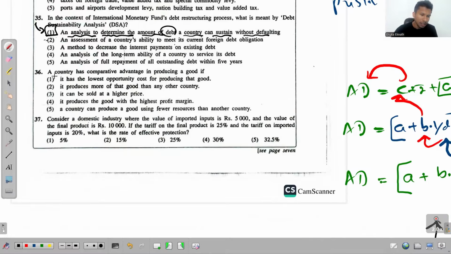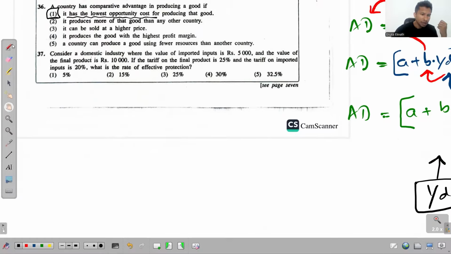Right, look at this question 36. A country has comparative advantage in producing a good if. See, very simple. Comparative advantage is always about the lowest opportunity cost. So if a country has the comparative advantage in producing a specific good, it simply indicates that this given country has the lowest opportunity cost in producing that good. And so the answer is obvious. First one, it has the lowest opportunity cost in producing that good. There is no point discussing things like the other answers here. Very easy questions.